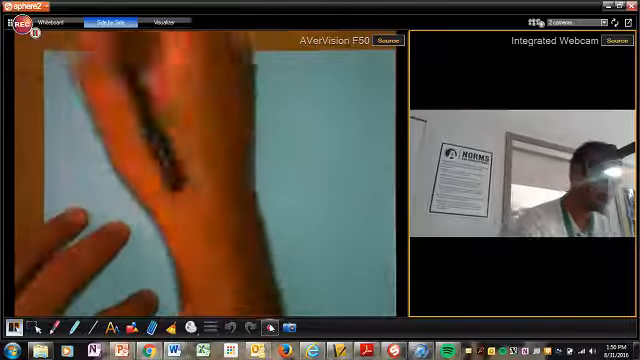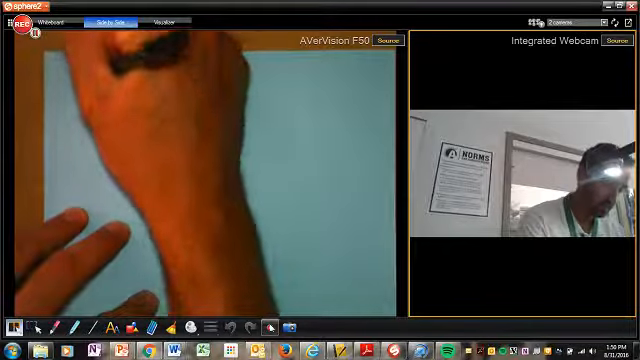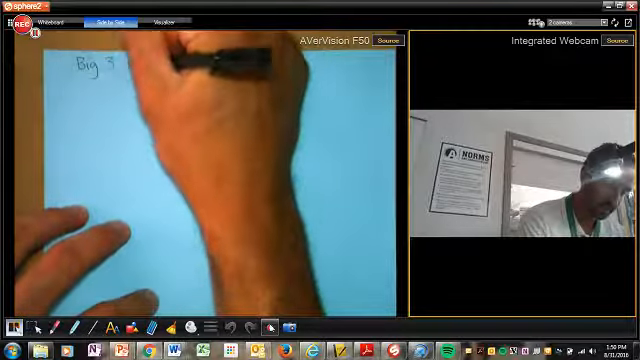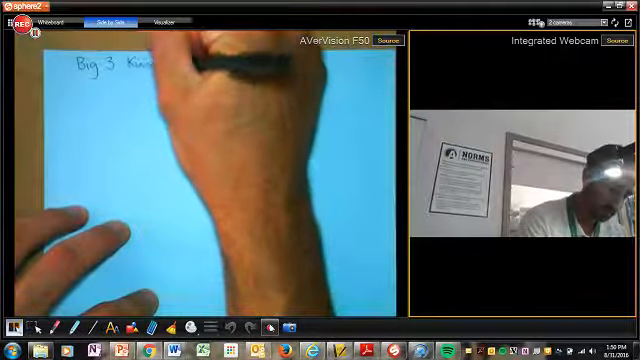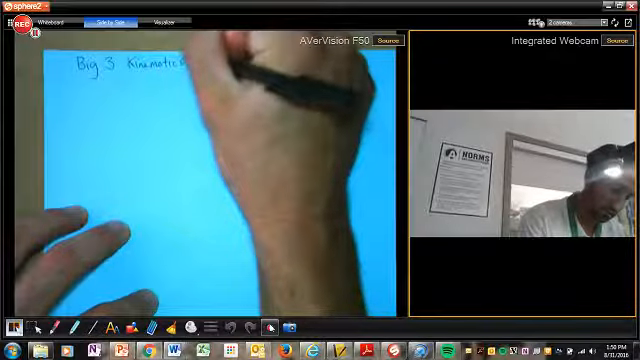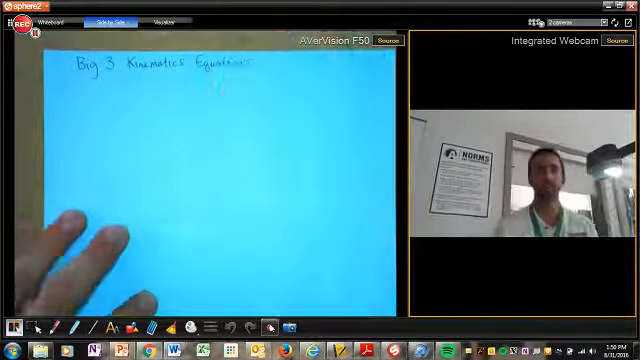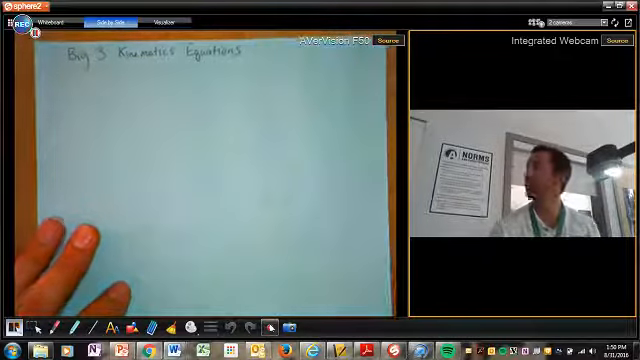This is what is going to be known as the big 3. The big 3 kinematics equations.